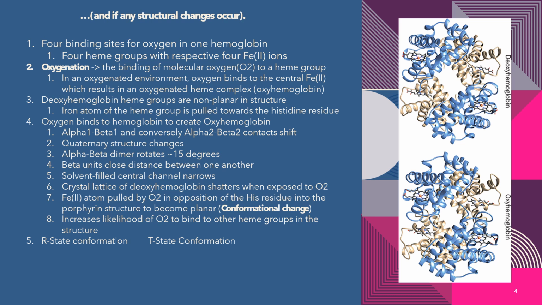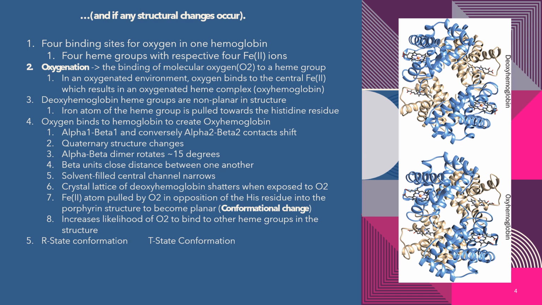So oxygen binds to hemoglobin to create oxyhemoglobin. And these are the effects that we'll go into: the alpha 1 and beta 1 polypeptides, and conversely, the alpha 2 and beta 2 contacts shift. This is a structural change. The quaternary structure changes. The alpha and beta dimer rotates around 15 degrees. The beta units close some distance between each other. And this cavity in the center shrinks a little bit from top to bottom. It is a solvent-filled central canal or channel that narrows, indicating the structure change.